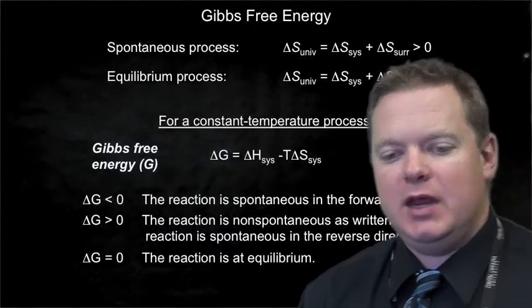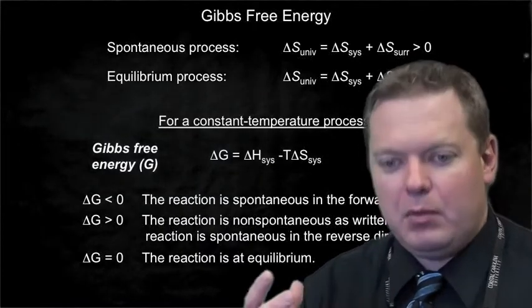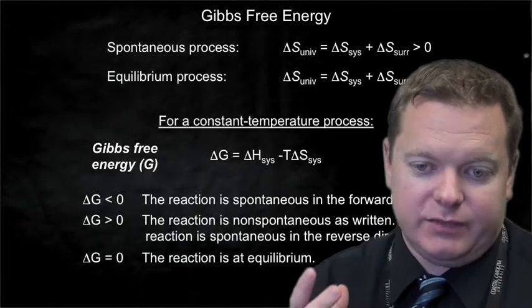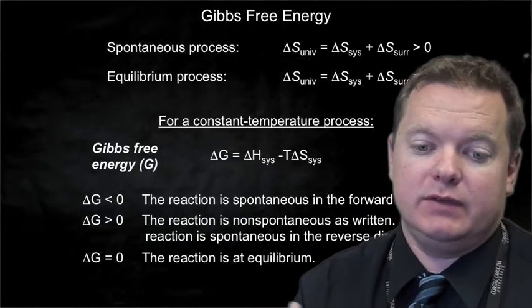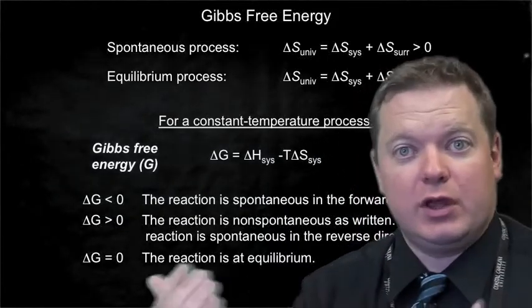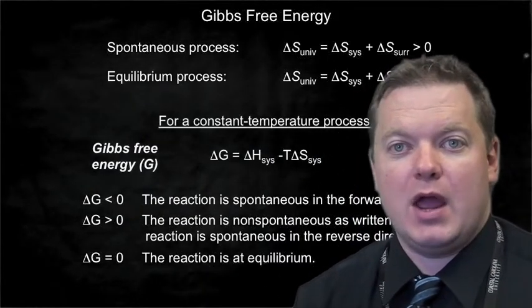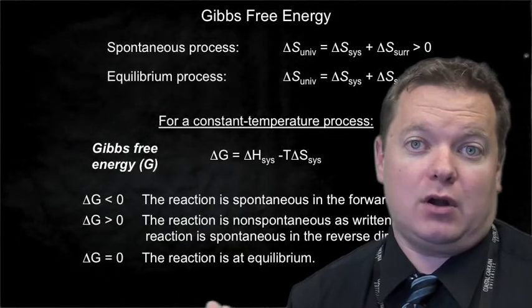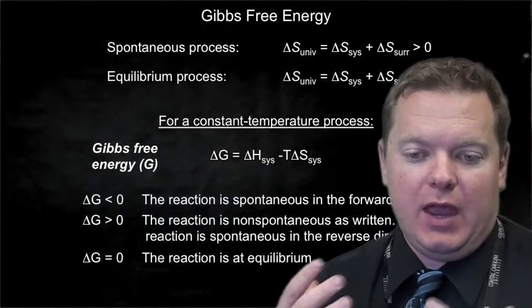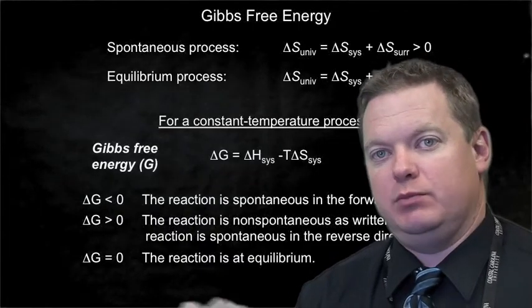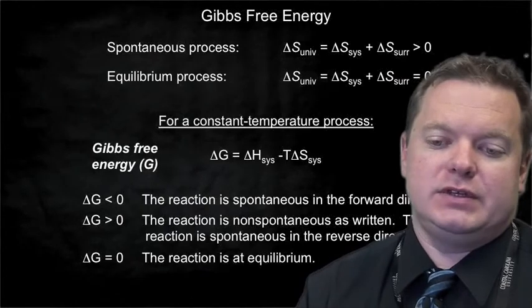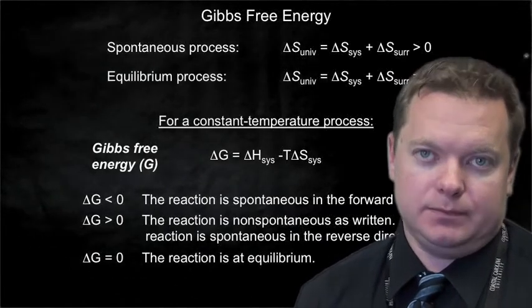So in a spontaneous process, remember that the entropy of the universe is always increasing. So delta S of the universe always has to be positive. If a system's at equilibrium, so both the forward and the reverse reactions are happening at the same rate, then the entropy of the universe shouldn't be changing because it's going back and forth. So the entropy of the system plus the surroundings should be zero.